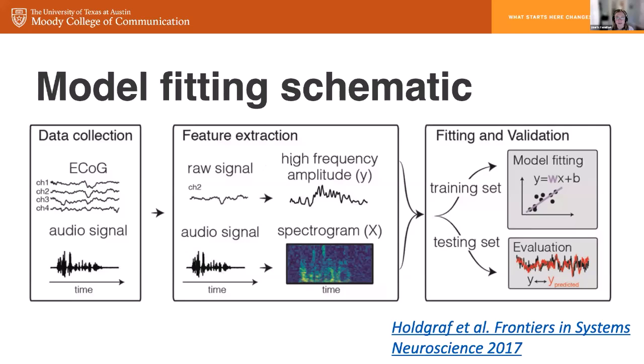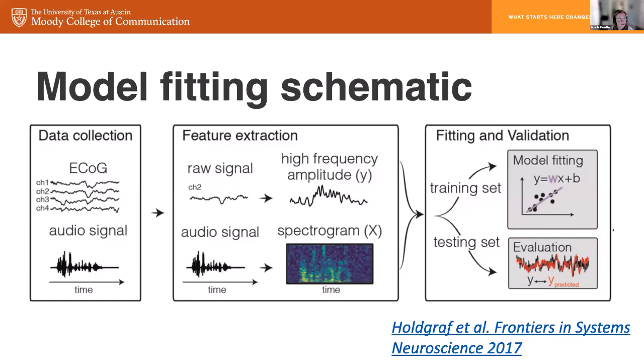These are different things that you can change. And then when you fit the model, you take some subset of the data, and that's called your training set. You fit a model where you're finding these weights, W, that describe how the neural activity Y is transformed by whatever your spectrogram, your feature, is X. And then B is just some intercept.